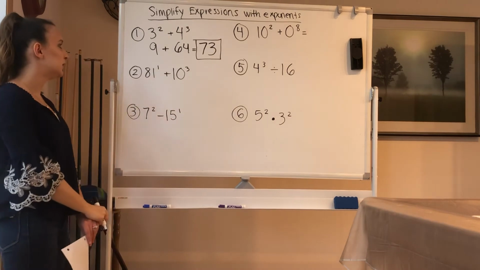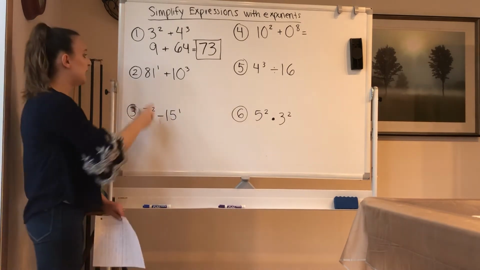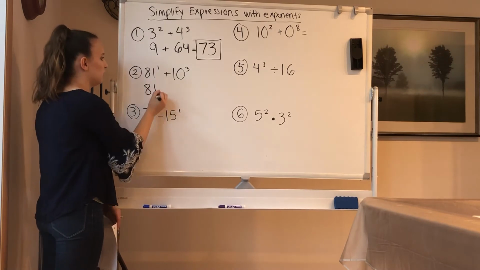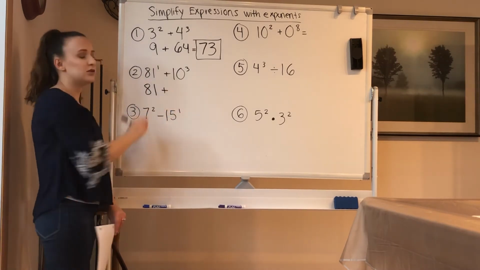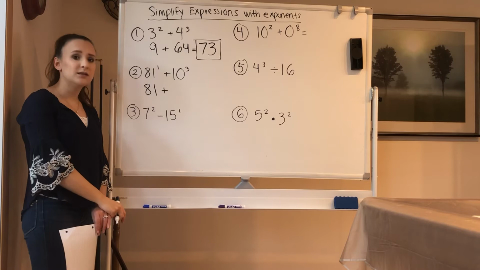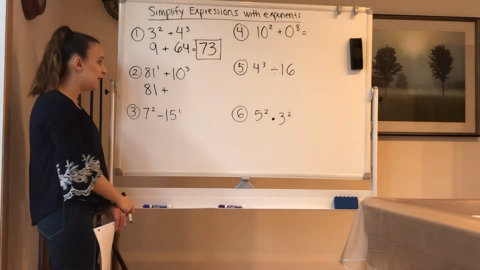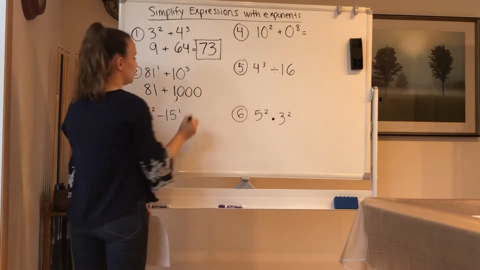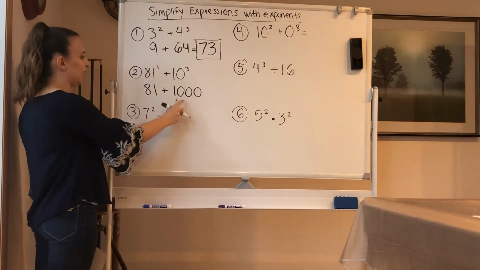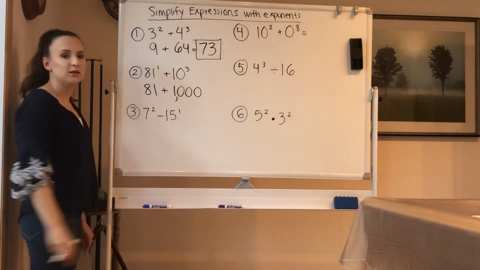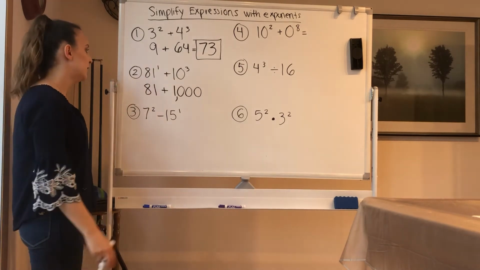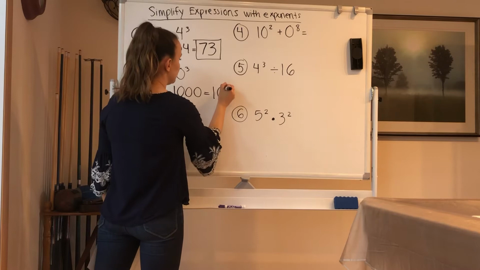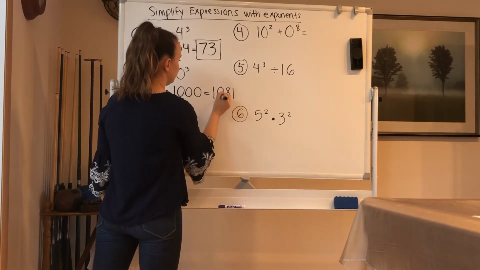Next, 81 to the first, that's 81 plus 10 to the third, that's 10 times 10 times 10, which is 1,000, which makes sense because I have a 1 here and then I have 1, 2, 3 zeros. Remember that 0 trick with the tens? So 81 plus 1,000 is 1,081.